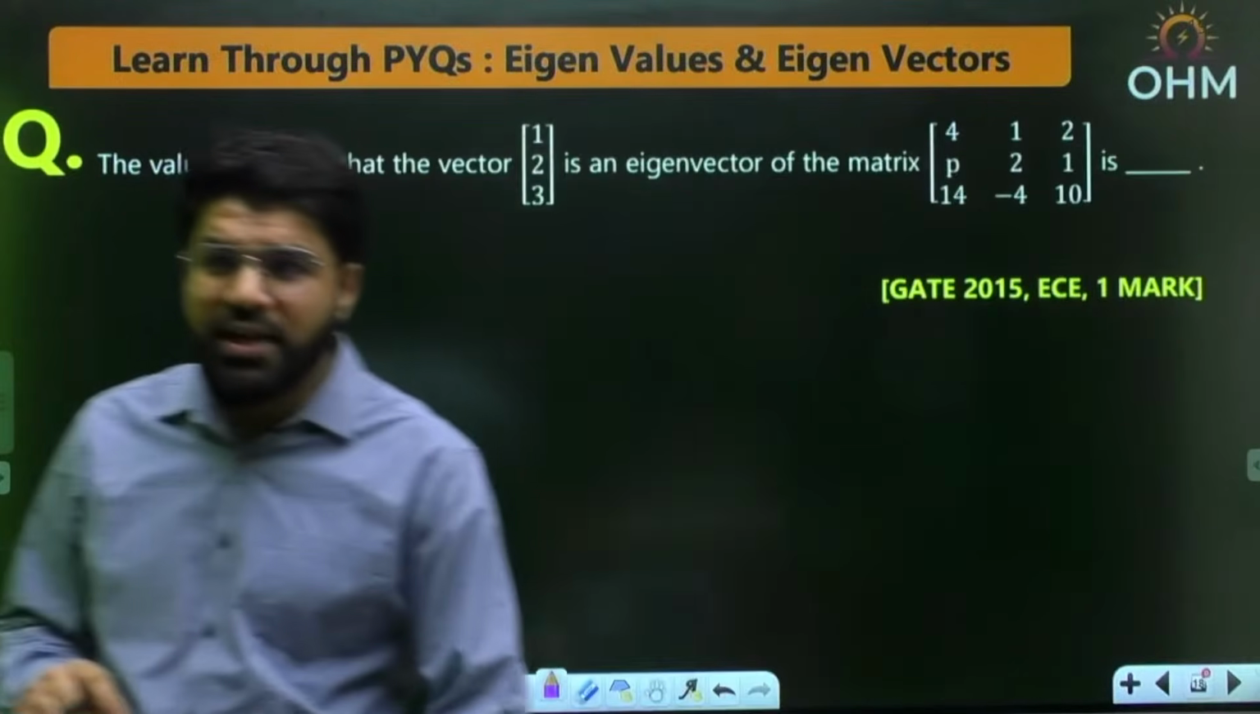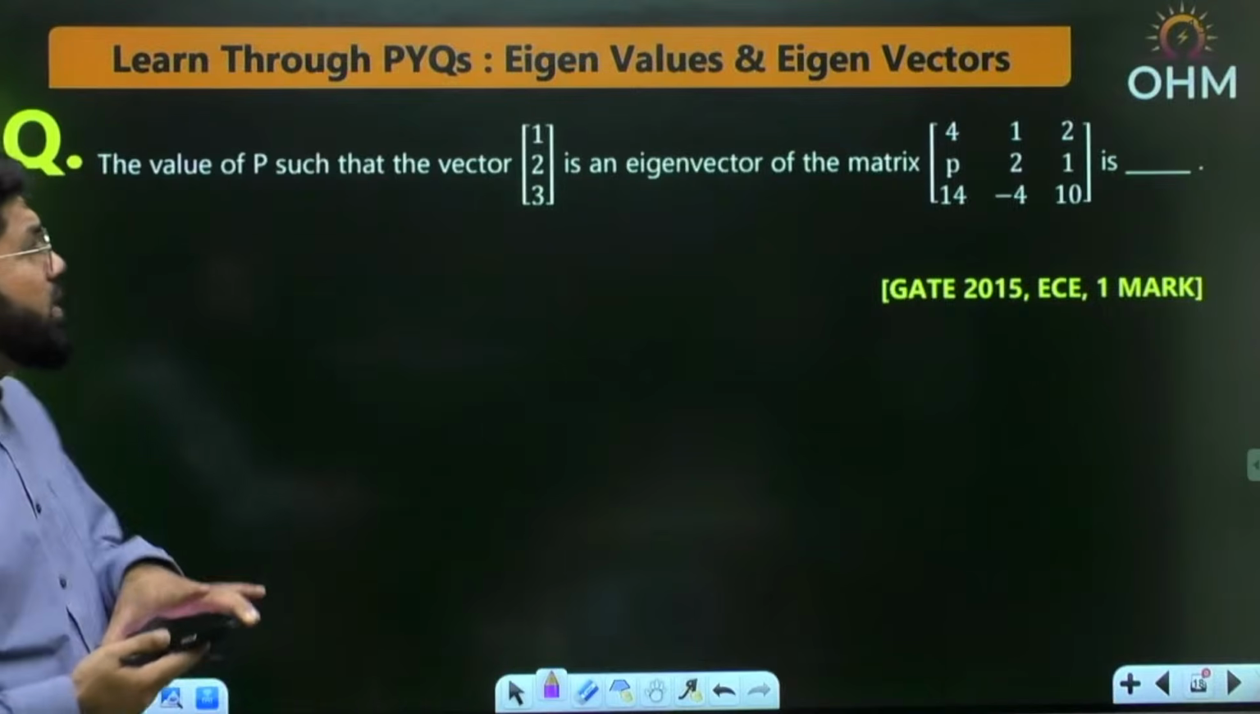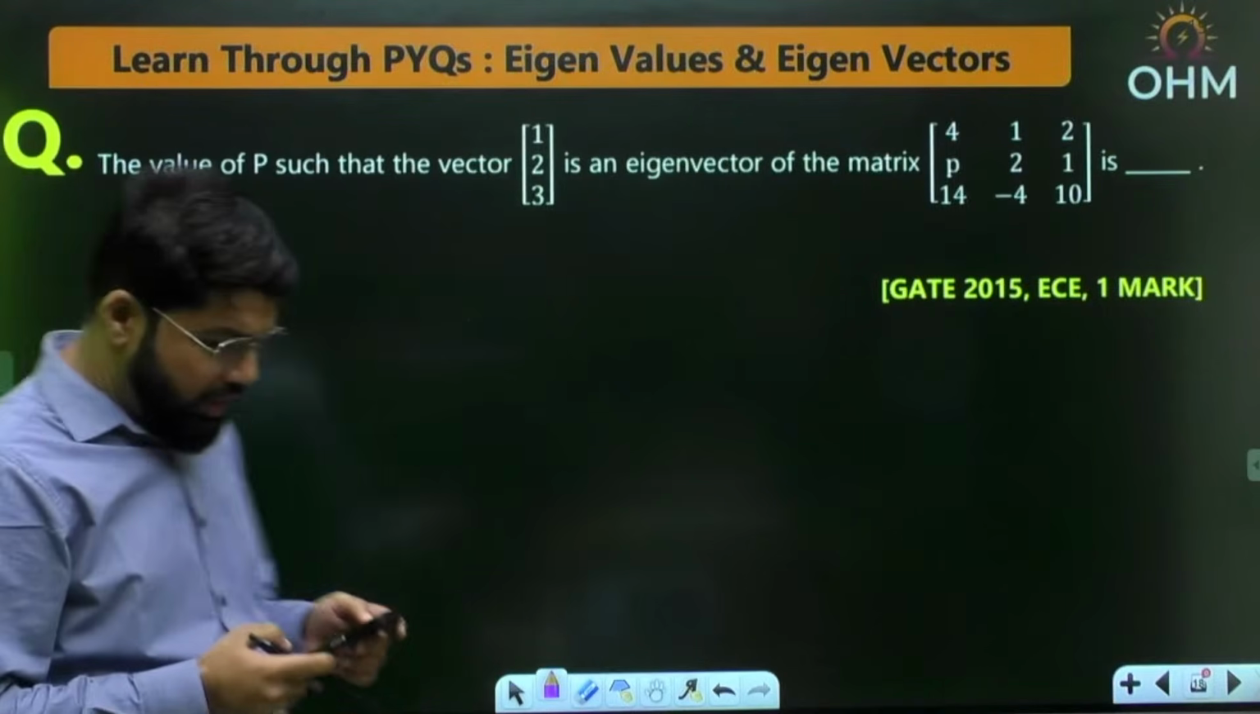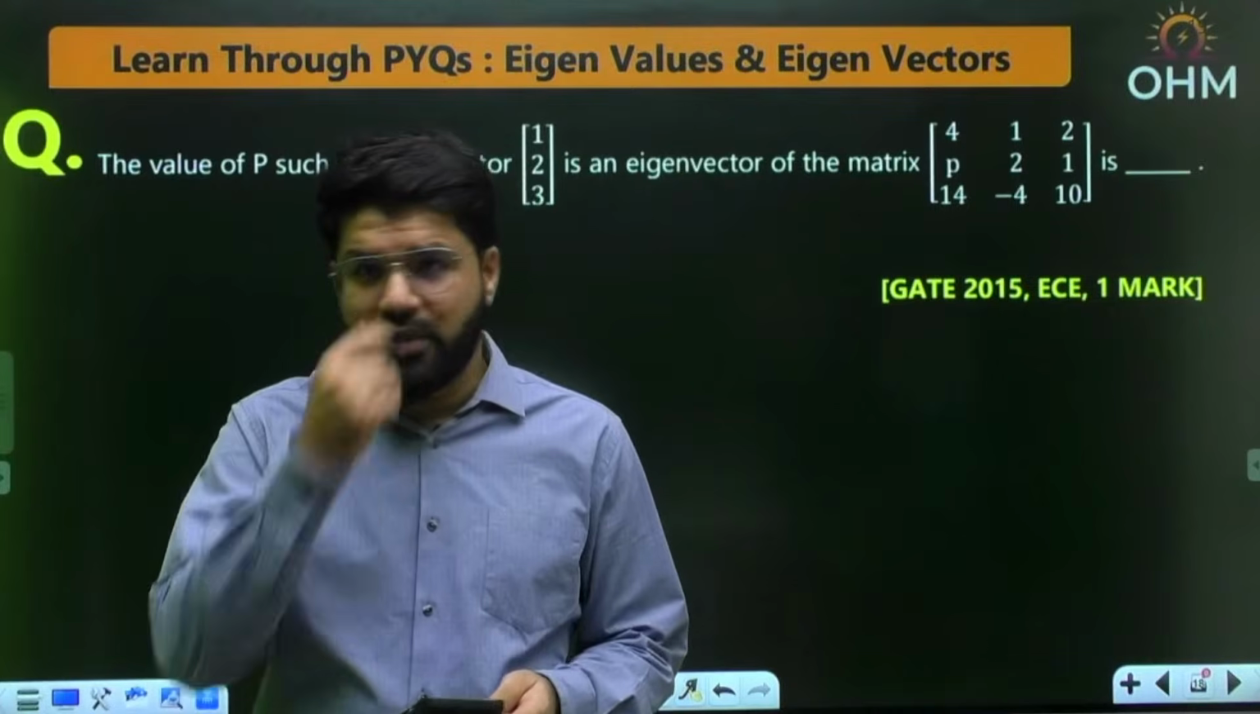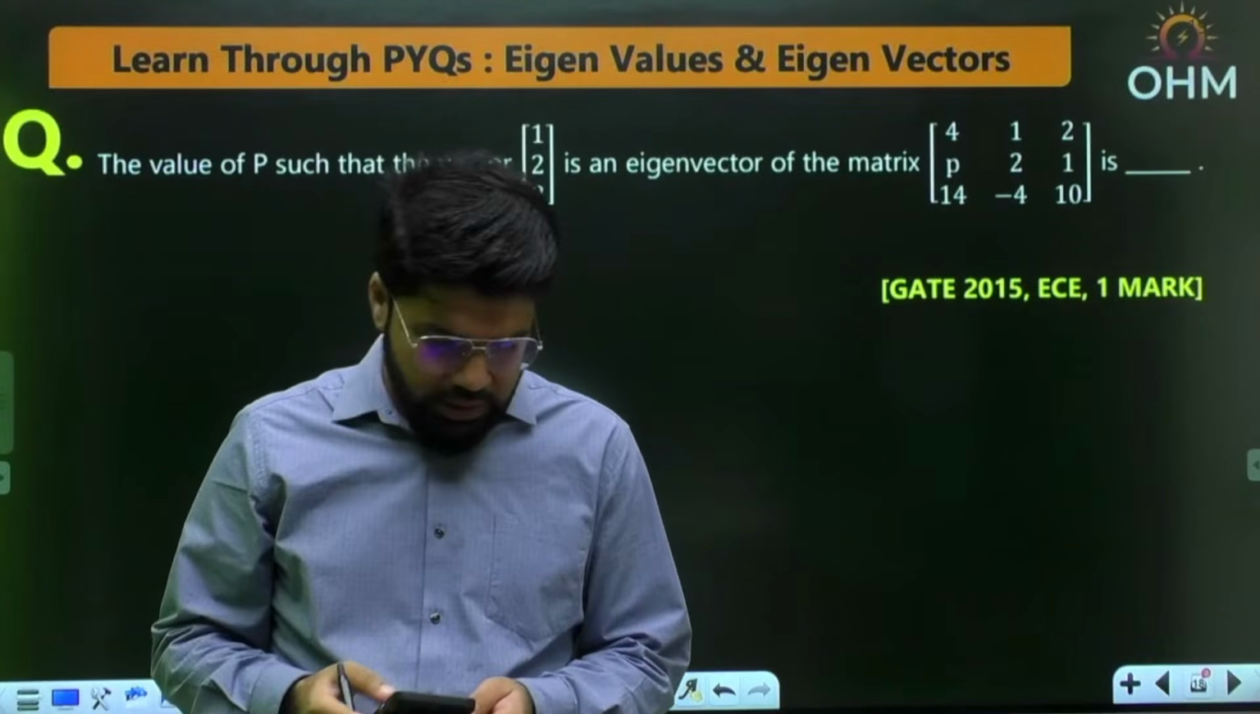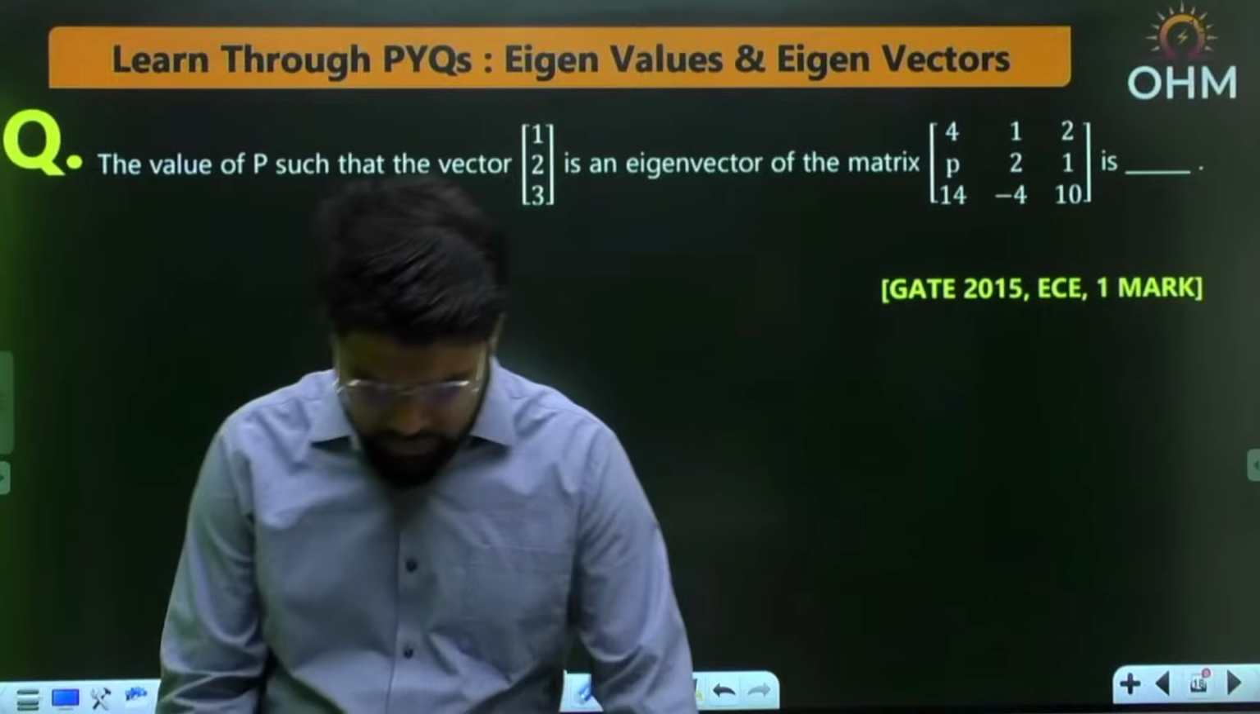No, Harsh, what you are telling is separate. That is GM. I'm asking the total independent eigenvectors. Okay, now let us come to an eigenvector question itself.